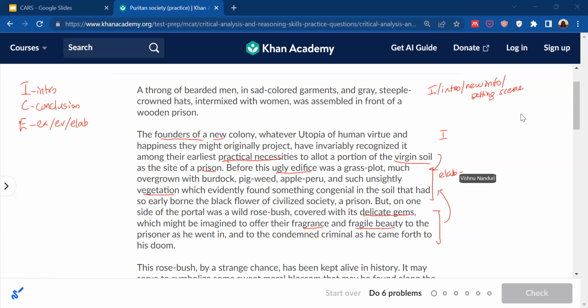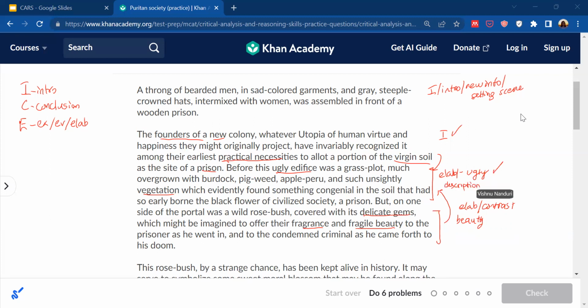Because here they're saying the prison is ugly, but here they're saying, hey, there's some beauty there in the rose bush. So we're going to just call this more elaboration. You can even say something like contrast if you want to keep track of relationships in the passage. So we have an intro where they talk about prison and the need to set up a prison in the new colony. They describe what the prison looks like, and it's kind of ugly. So you can say elaboration, description.